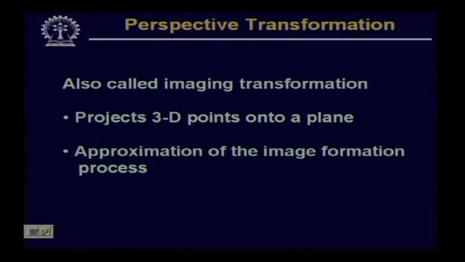Now, we will see another form of transformation which is called a perspective transformation. This perspective transformation is very important to understand how a point in the 3D world is imaged by a camera. It is also known as an imaging transformation, and its purpose is to project a 3D world point into the image plane, and this gives an approximation to the image formation process which is actually followed by a camera.